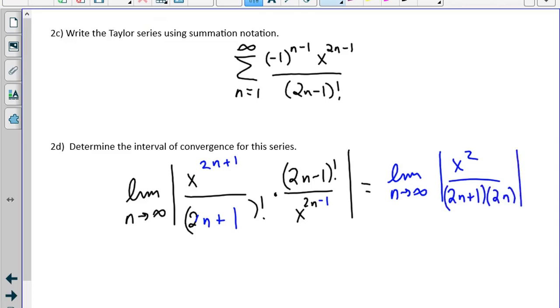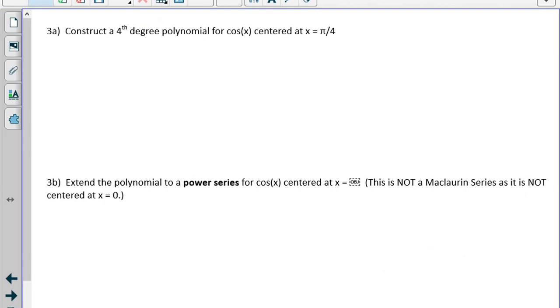Again, when I do this, what I find out is this limit ends up being 0. And that means that it has absolute convergence for all values of x. I know that was a lot of math there, but I end up getting an interval of convergence being negative infinity to infinity. Okay, construct a fourth degree polynomial for cosine.